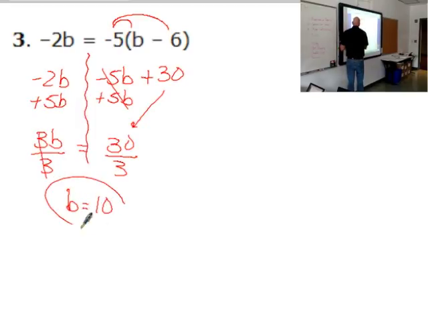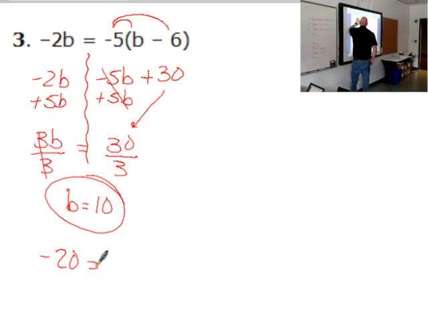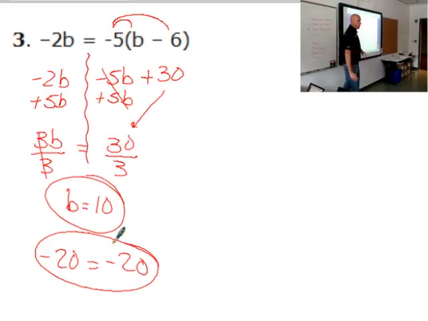10. Okay, now, let's check this out loud. Negative 2 times b, which is 10. What's negative 2 times 10? Negative 20. Equals, and then what is 10 minus 6? 4, and then what's 4 times negative 5? Negative 20. So when we check, negative 20 is equal to negative 20, so we know that we're right.